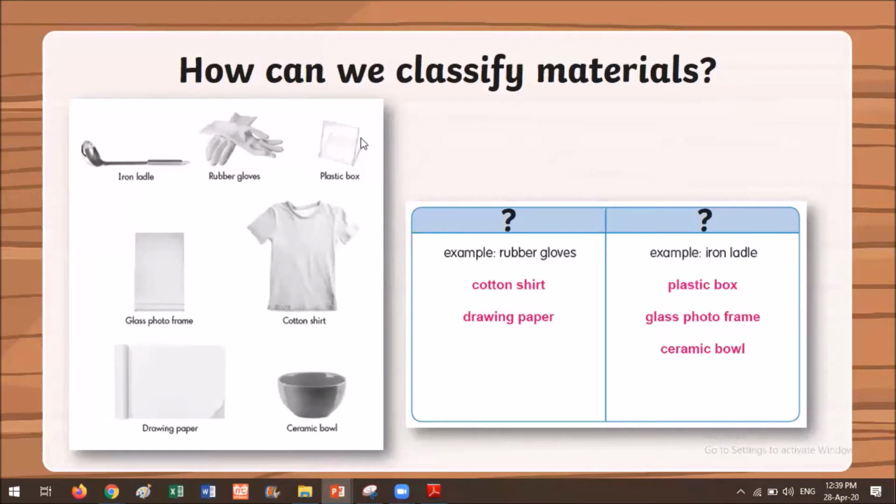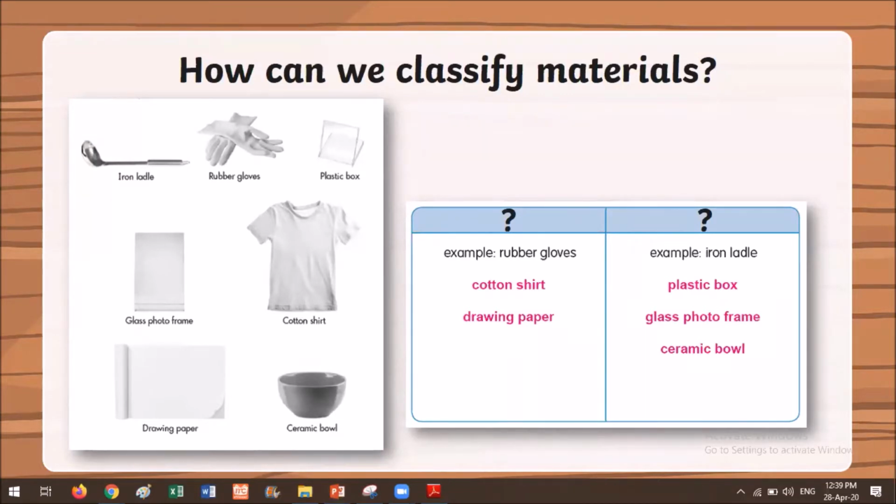Here we have some materials. We've got an iron ladle, rubber gloves, a plastic box, a glass photo frame, a cotton shirt, drawing paper, and a ceramic bowl. Now, those of you that have already watched the video may already know what's underneath these question marks. How have we classified them?